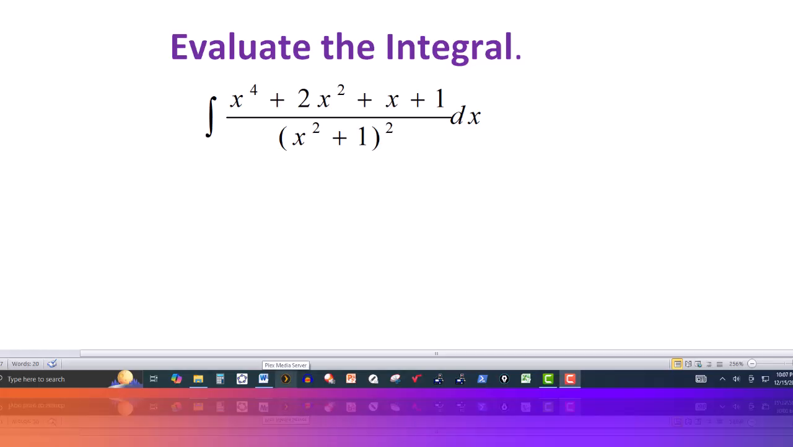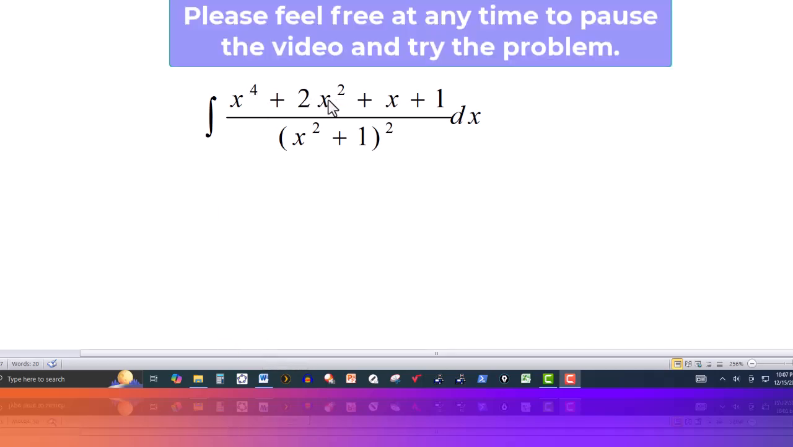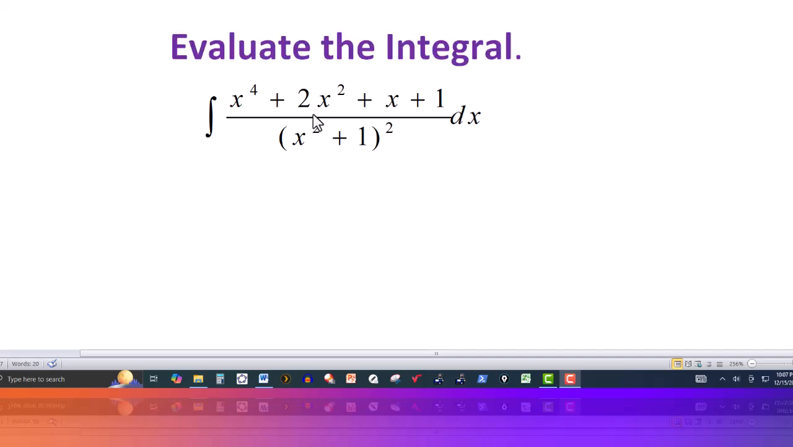In this video we have the integral of a rational expression. We have a fourth degree polynomial in the numerator, and if we square this out we'll get a fourth degree polynomial in the denominator. We could divide those out and see if we can do a partial fraction decomposition.